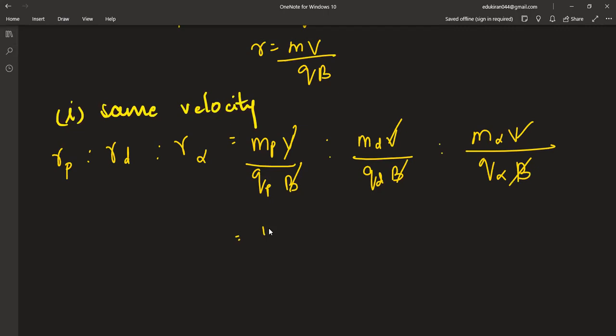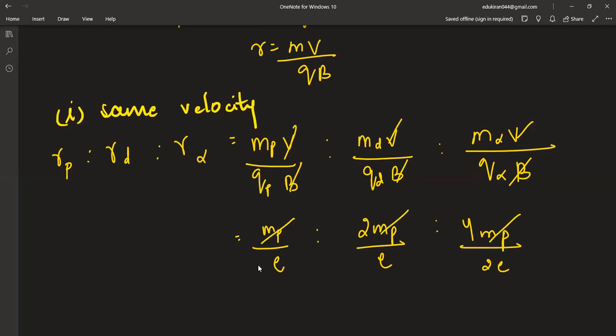Now, mass of proton is mp, charge on proton is e. Mass of deuteron is twice mp, charge on deuteron is e. Mass of alpha particle is 4 times mp, and charge on alpha particle is 2e. Now see again, mp will be cancelled, e will be cancelled, and this is 2, 2 twice. So the ratio is 1 : 2 : 2. This is how you have to solve for same velocity.